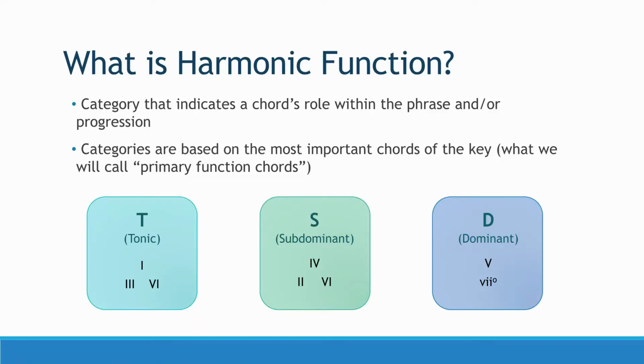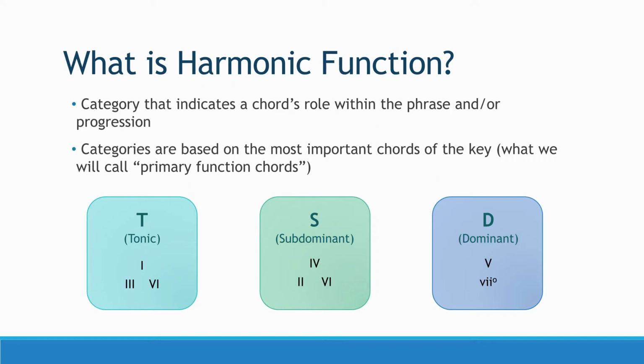Harmonic functions are basically categories that indicate a chord's role within the phrase or within the harmonic progression. We're going to talk about three different categories of harmonic function in this course: tonic, subdominant, and dominant function. You may have called the subdominant function predominant function last year. These categories are based on the most important chords of the key, the 1 chord, the 4 chord, and the 5 chord. I'm going to call those 3 chords primary function chords. The other chords that you're seeing on screen, which I'll talk about in a sec, I'm going to often refer to as secondary function chords.